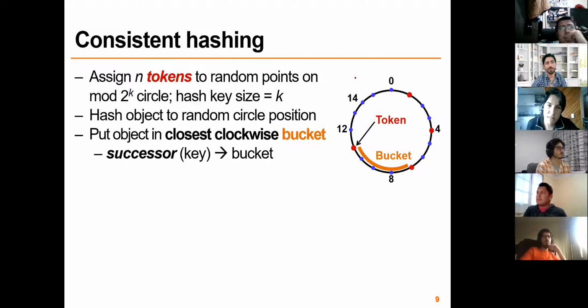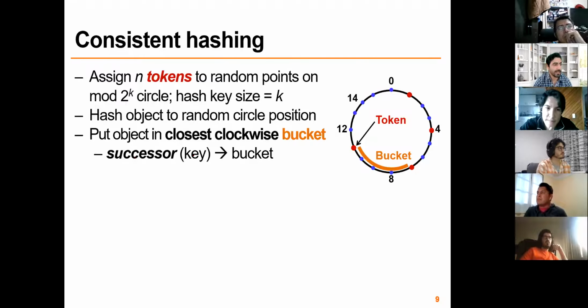We already talked about how we can deal with that. I mentioned it really briefly last time, talking about virtual nodes. This is the whole idea of consistent hashing that we were talking about. You assign n tokens to random points on a mod 2 to the power of k circle like this. Hash key size is k. So you hash objects to random circle positions and put each object in the closest clockwise bucket. You remember what we were talking about. Is there anyone who doesn't remember? This is the same thing that we discussed last time, consistent hashing.